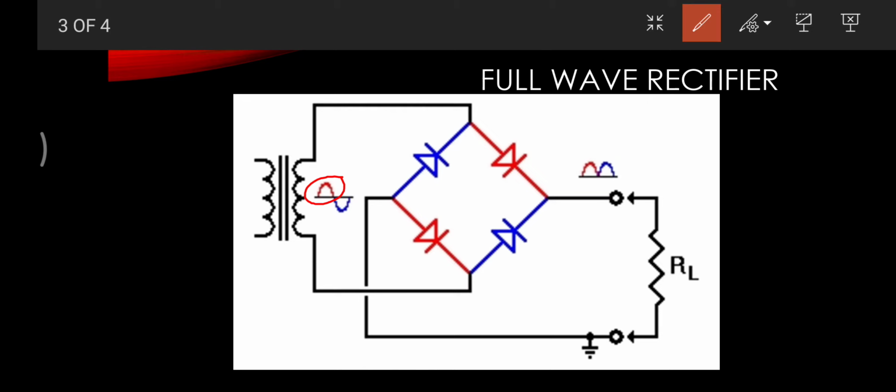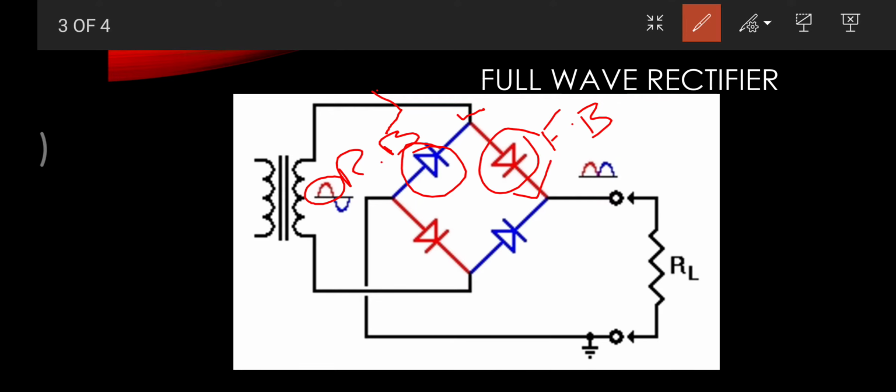When there is a positive cycle, current flows from this direction. When it comes to this point, it puts this diode in forward bias and this diode in the reverse bias condition. Hence the current flows through this diode, appears at the load, and returns from the load to this side.